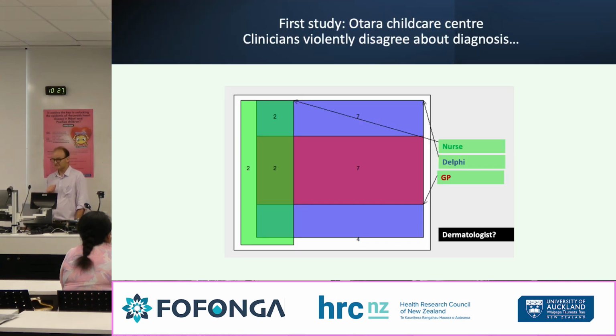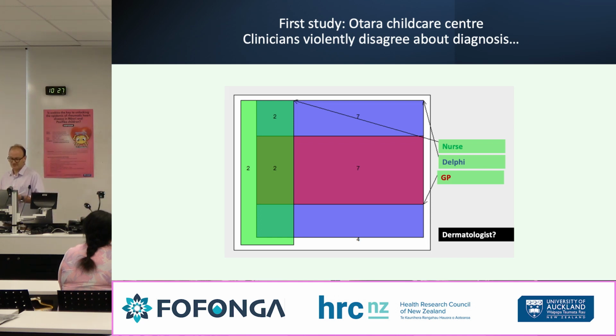This was the first study that Gerhard will discuss in more detail. We went to a childcare centre in the heart of Otara, but about 40% of the kids were on some form of treatment for their skin, usually an emollient or steroid, and just made no reference to the diagnosis. We just asked a nurse, a GP and a dermatologist to give their assessment of the child's skin.